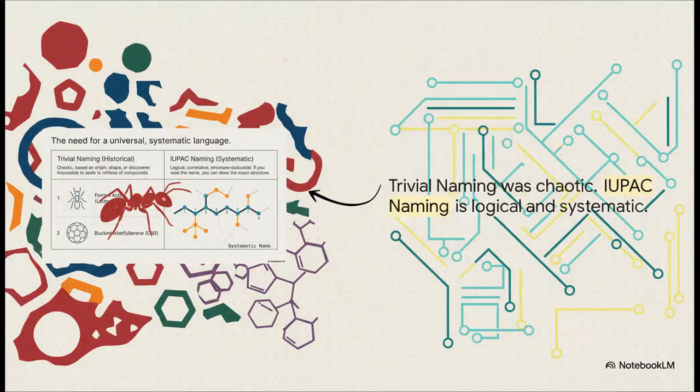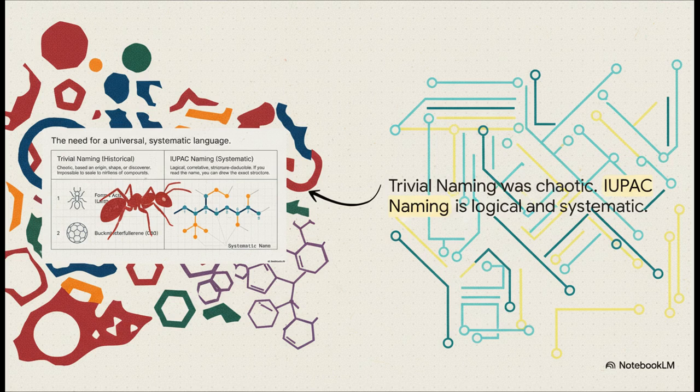You see, before we had a system, naming was, well, it was chaos. Names were totally arbitrary. They were based on where you found something, like formic acid, which comes from formica, the Latin word for ant. Or they were just named after people or cool shapes, like Buckminster fullerene. And look, that was fine for a handful of compounds, but it was completely unscalable.